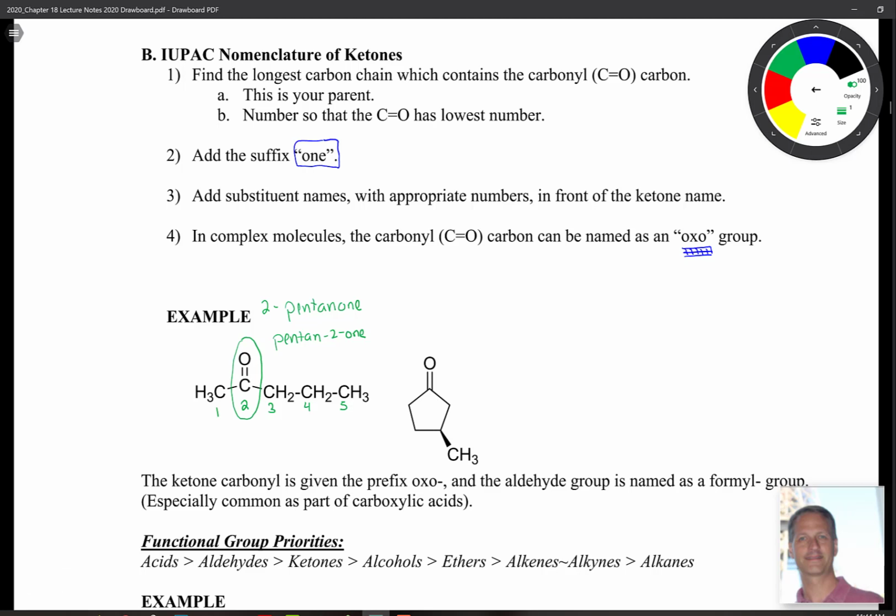So what about this cyclic structure? This cyclic structure is cyclopent, right? Cyclopentane. It has this ketone on it, so the parent will be cyclopentanone.